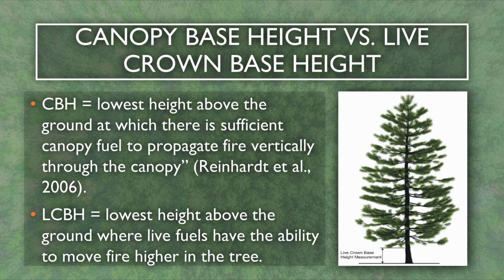Here, canopy base height is calculated using the average live crown base height measurements for a stand. Canopy base height represents a stand level characteristic, where live crown base height represents an individual tree measurement. Live crown base height is considered to be the lowest height above the ground where live fuels have the ability to move fire further up the tree.